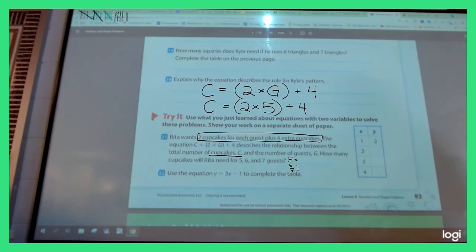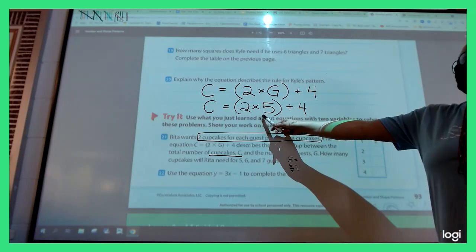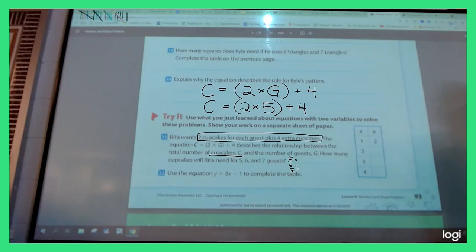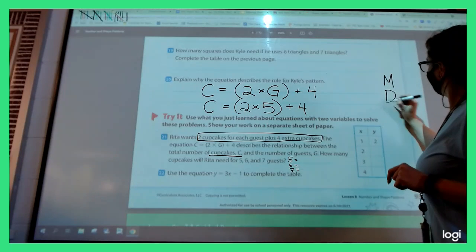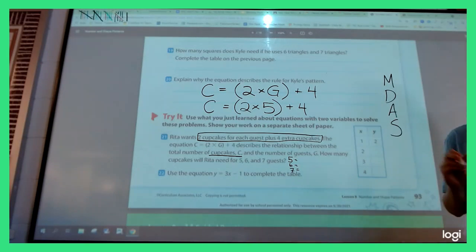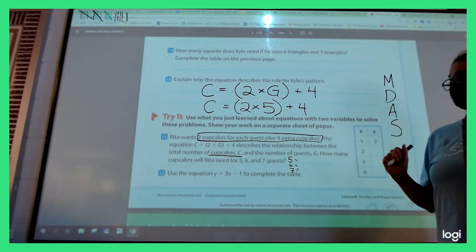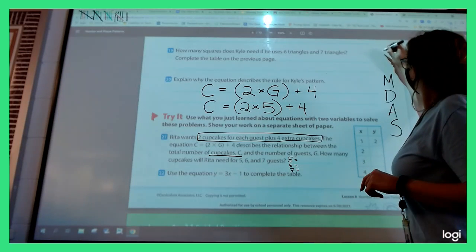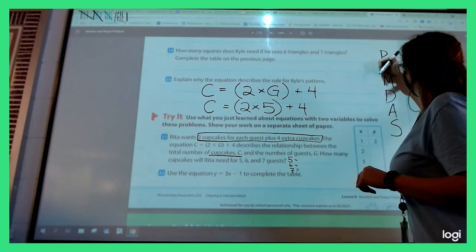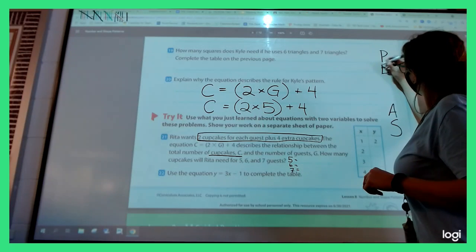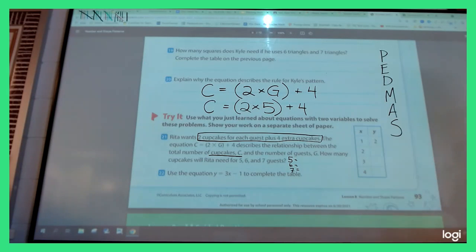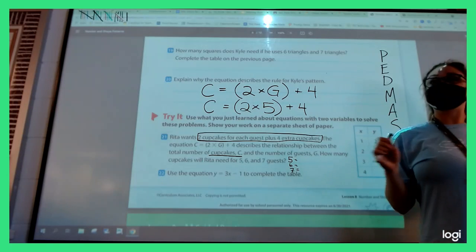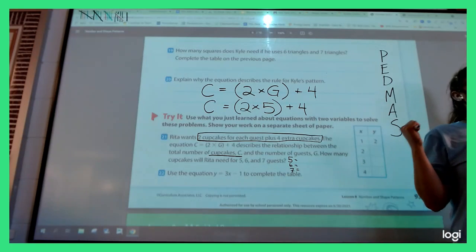Does anyone remember, do I have to do my multiplication first or my addition part first? Noah? The multiplication. All right, so we did multiplication, division, addition, subtraction, MDAS. There's another little part. When you get older, I wasn't going to tell you, but since we're starting to see a lot of parentheses, I'm going to tell you. PEMDAS. It's a funny word. When you go all the way through school, you'll use this in high school. You'll use this in college. It will never go away.